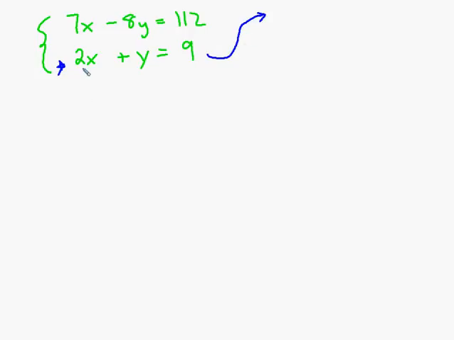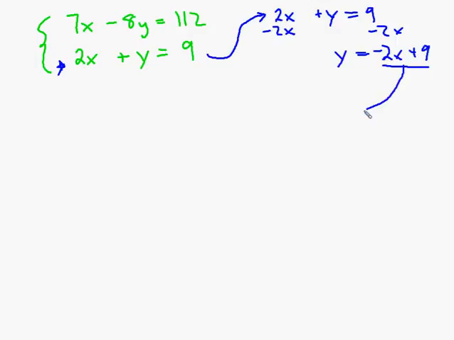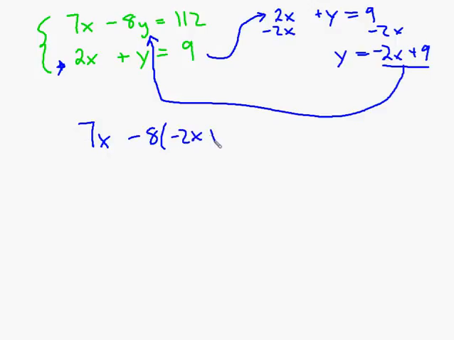And which variable would you solve for? Y, because it's just the easiest to solve for. So I subtract 2x, and y equals negative 2x plus 9. Now I'm going to take all of that and put it where? Back to y on top. Yep, I put in y into the top one. Okay, so I get 7x minus 8 times negative 2x plus 9 equals 112.